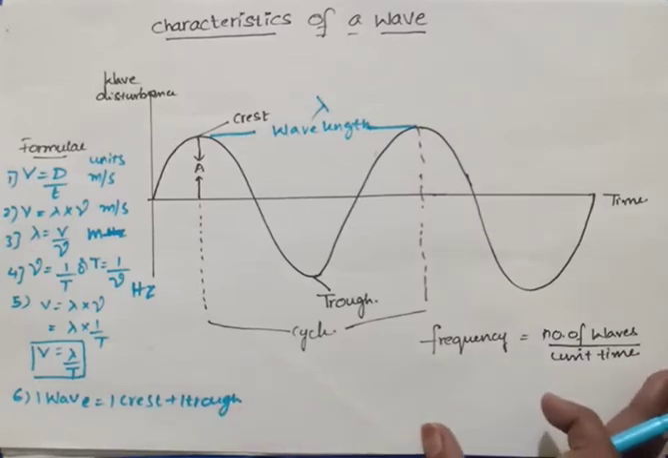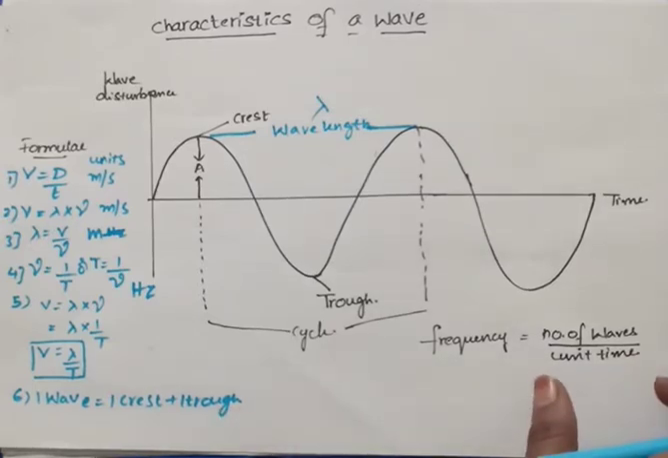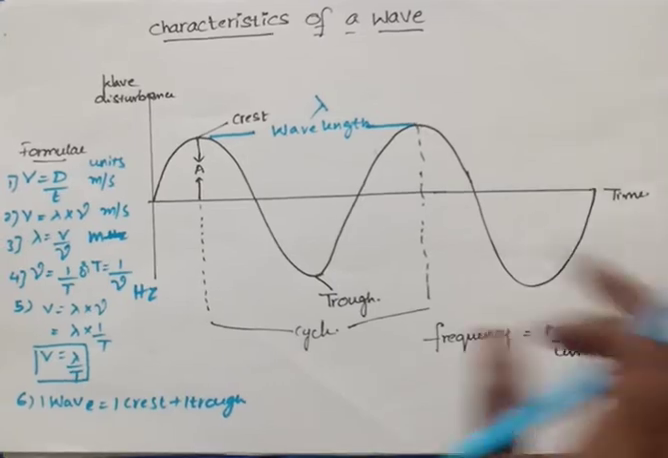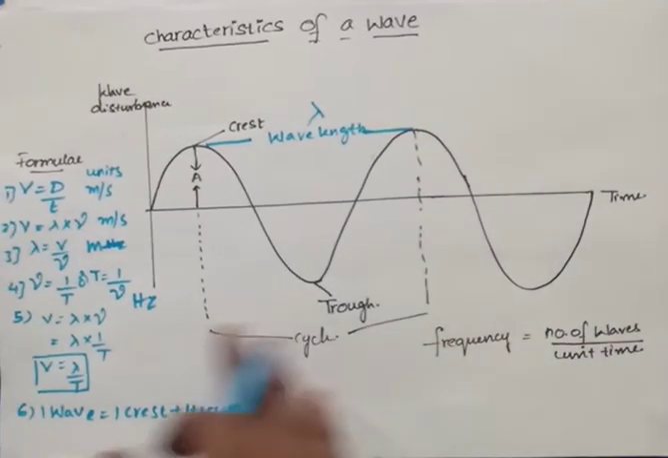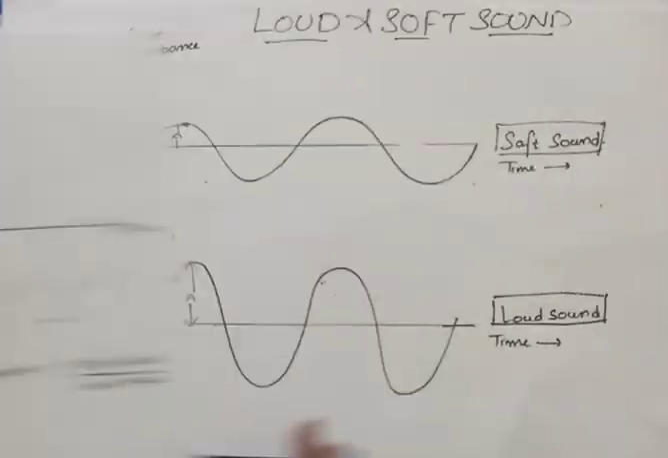So these are some of the characteristics of the wave, labels of the wave and formulas. Coming to the characteristics one by one, let us see.